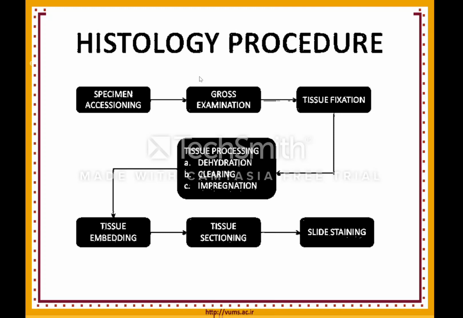For this procedure, at first we should obtain the specimen, do gross examination of the specimen, fix the tissue, then we do the tissue processing, including dehydration, clearing and impregnation, and finally embedding, staining, and studying under a microscope.